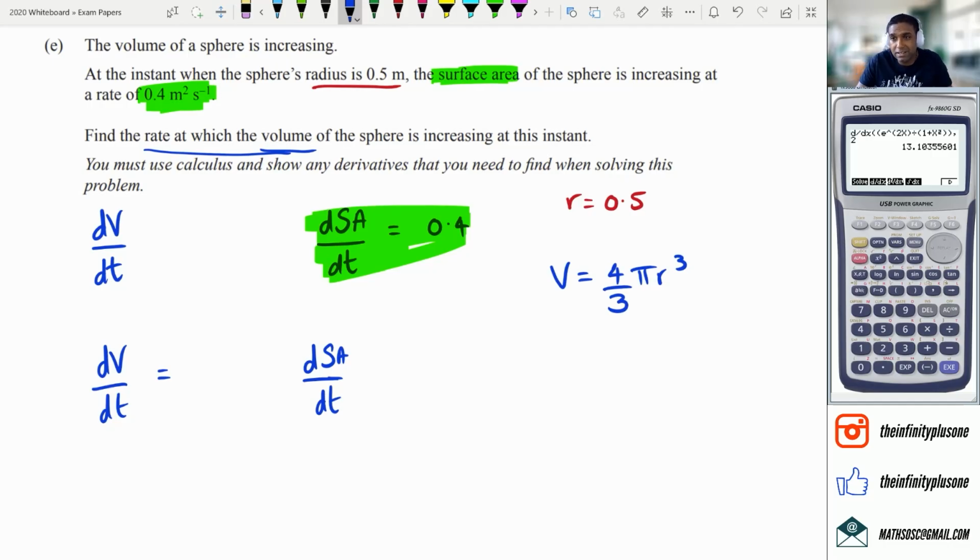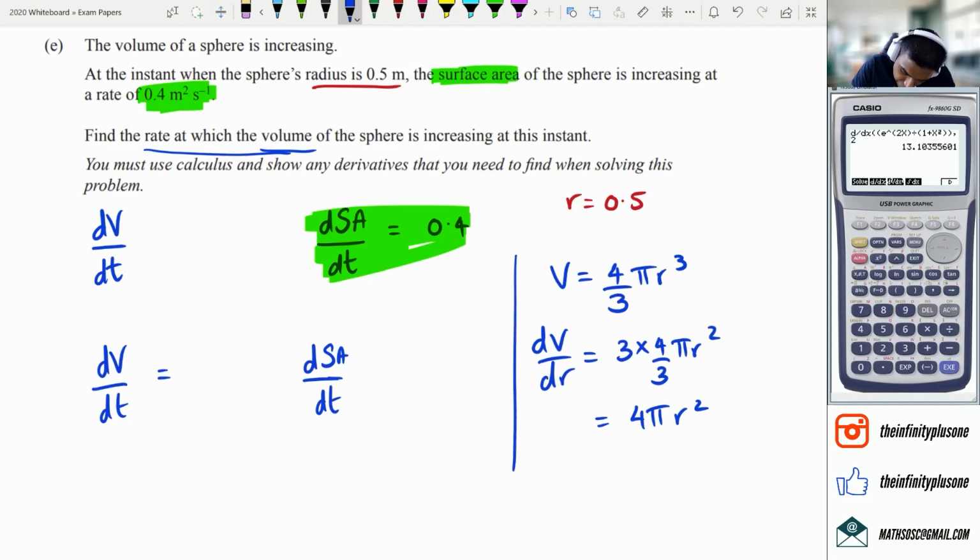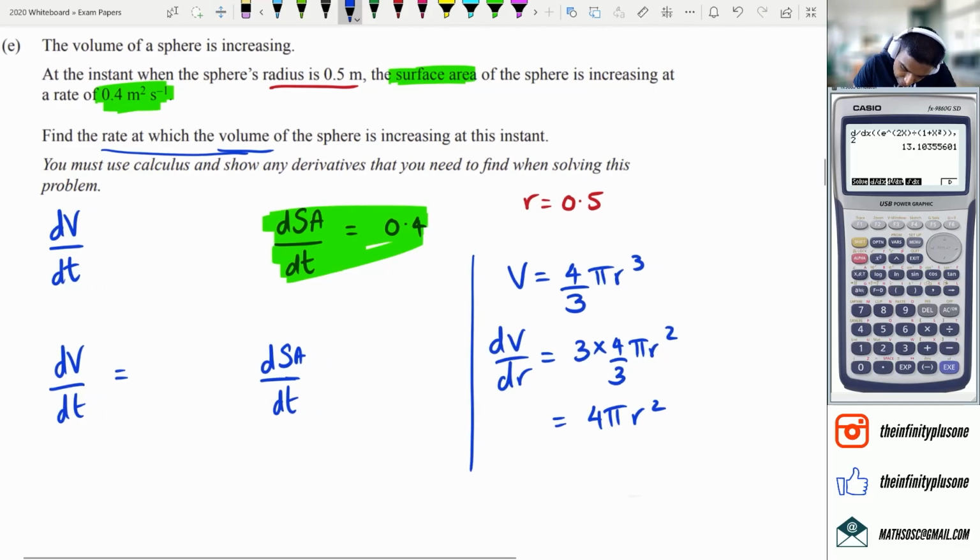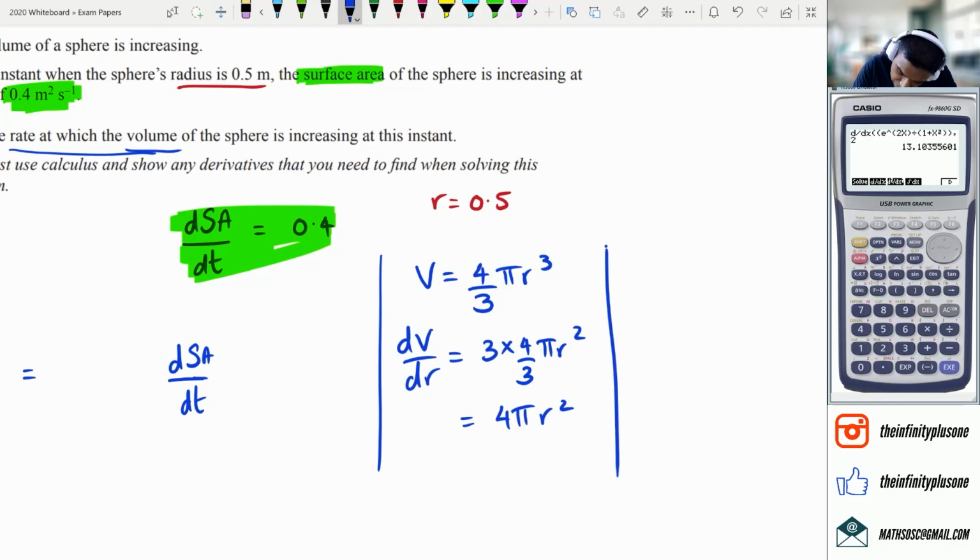Now remember, this formula is given to you in your formula sheet, and I know that if I differentiate the volume function, I'm going to get dV/dr equals, 3 comes in the front, 4/3 pi r squared, which means dV/dr is equal to 4 pi r squared. So that's something that I'm going to need. And I'm also going to need the surface area with radius. All right. And so I know that the surface area of a sphere is equal to 4 pi r squared, which means dSA/dr is going to equal 8 pi r.